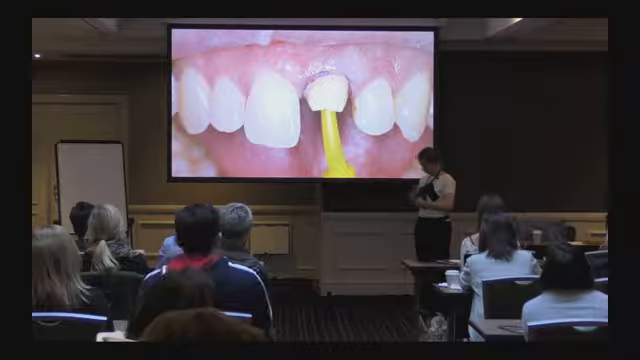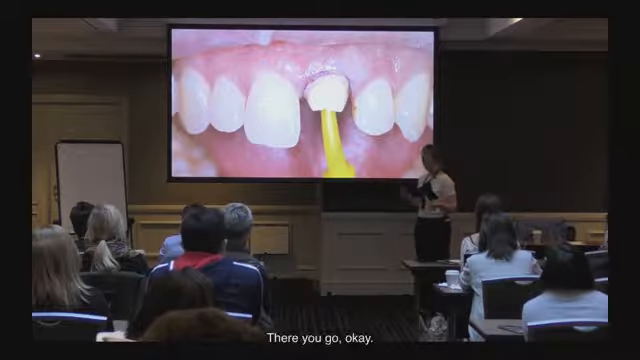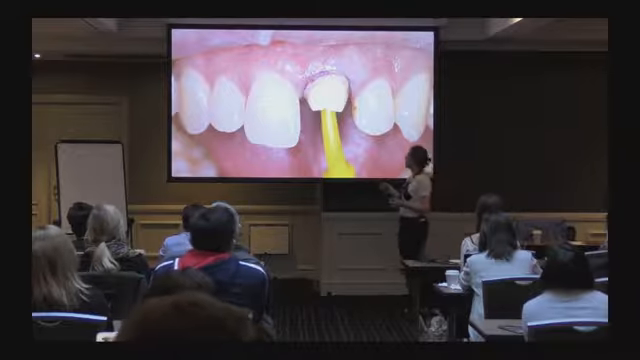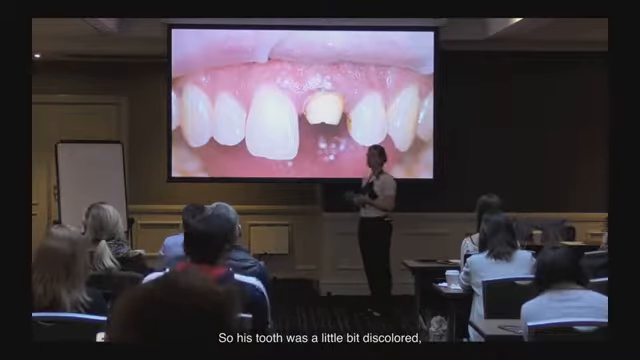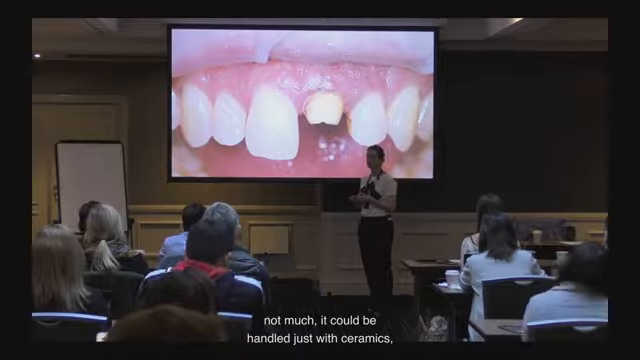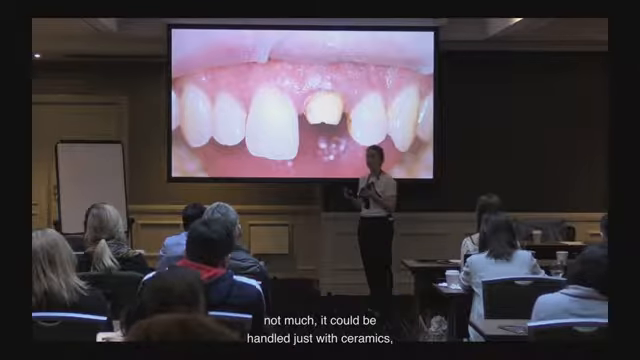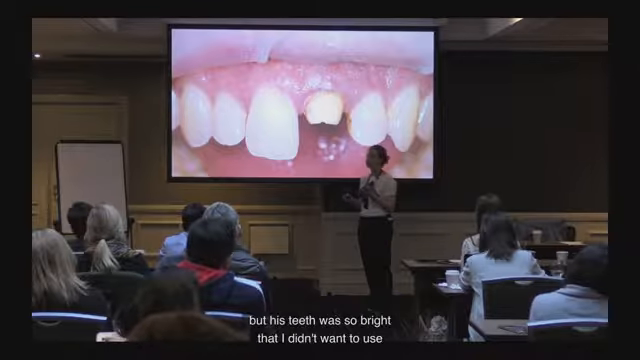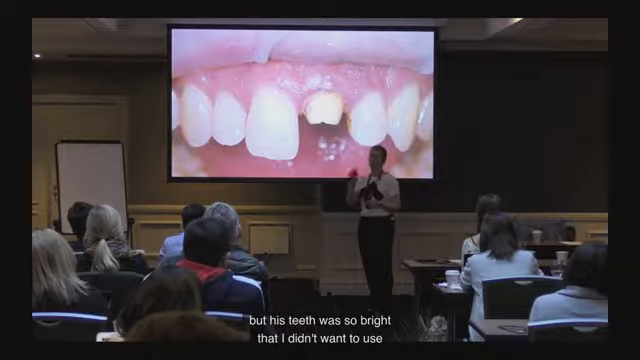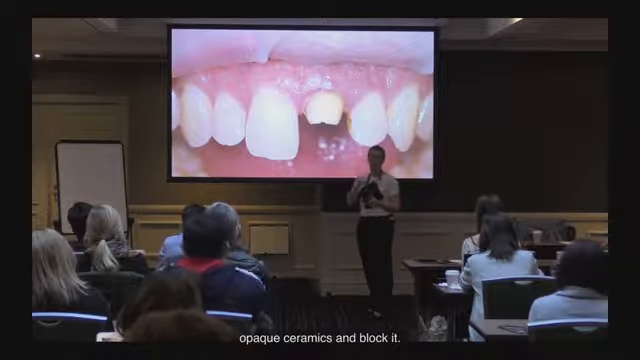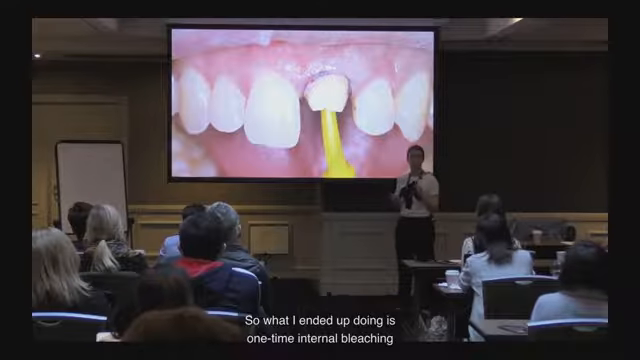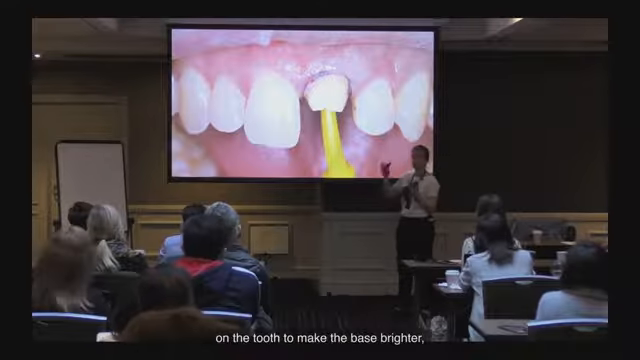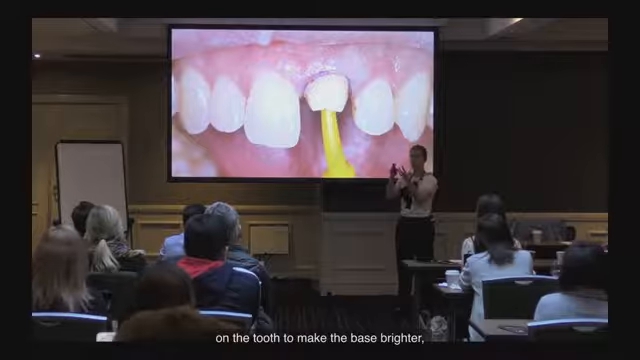There you go. Okay, so his tooth was a little bit discolored. Not much, it could be handled just with ceramics, but his teeth are so bright that I didn't want to use opaque ceramics and block it. So what I ended up doing is one-time internal bleaching on the tooth to make the base brighter.